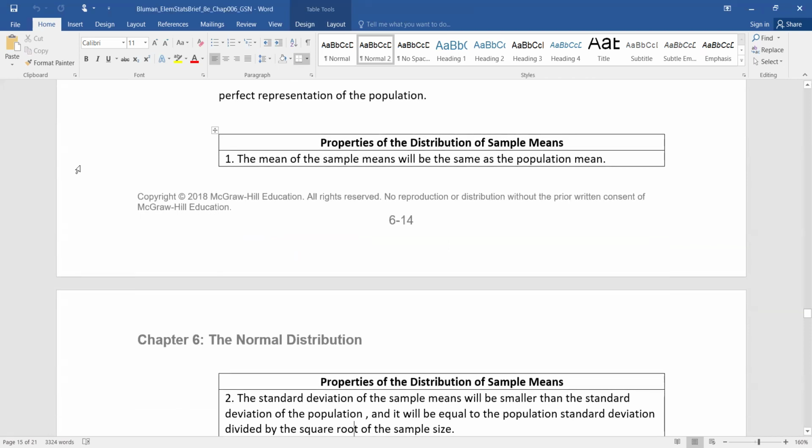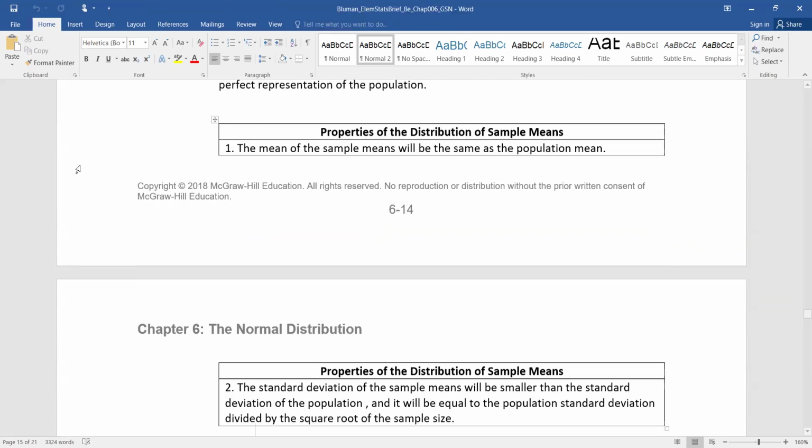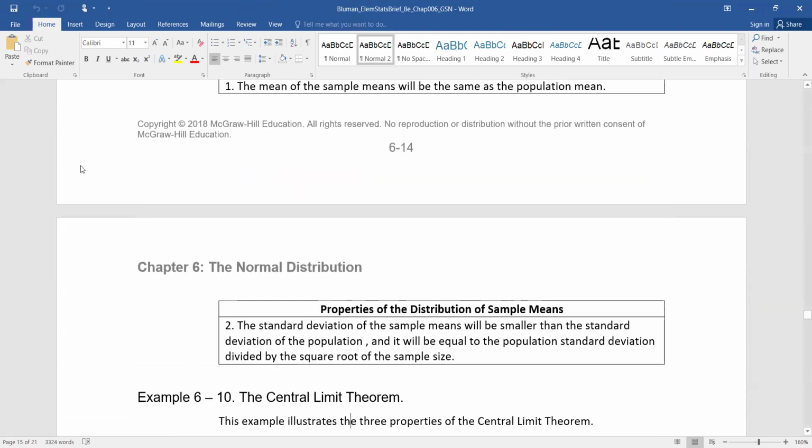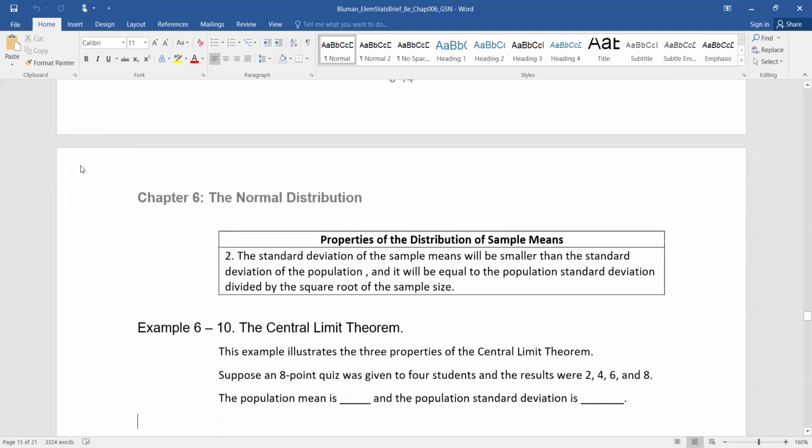Properties of the distribution of sample means. One, the mean of the sample means will be the same as the population mean. So if we take the mean of all the samples, that will be the same as the population mean. Each sample mean might be different, but all the sample means put together will be the same as the population mean. Two, the standard deviation of the sample means will be smaller than the standard deviation of the population, and it will equal the population standard deviation divided by the square root of the sample size.